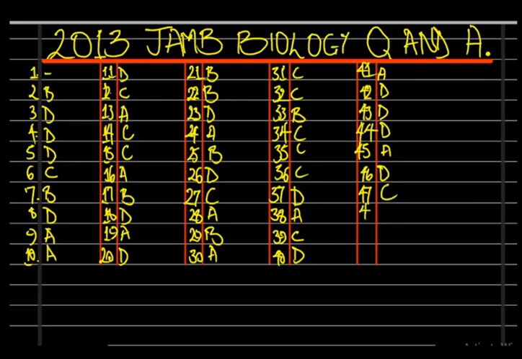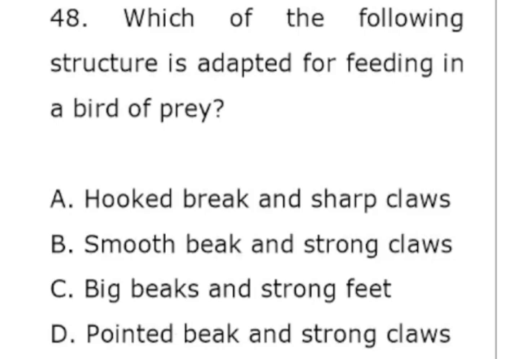And then 48. Which of the following structures is adapted for feeding in a bird of prey? A. Hooked beak and sharp claws. B. Smooth beak and strong claws. C. Big beaks and strong feet. And D. Pointed beak and strong claws.